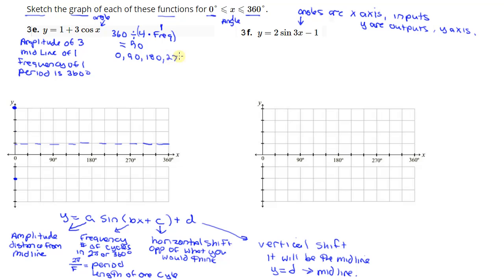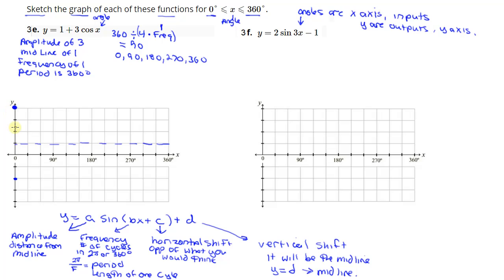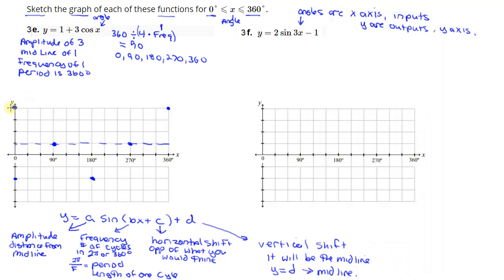And then I'm going to plot these points: 0, 90, 180, 270, and 360. And all I'm going to do is use it like a calculator. I'm going to make sure I'm in degrees, but then I'm just going to type in this function they've got, and substitute the various angles. If I put a 0 in, I get a 4. I put a 90 in, I'm going to get a 1. I put a 180 in, I'm going to get a -2. And if I put a 270 in, I'm going to get a 1. And then if I put in 360, I'm going to get a 4. I'm just going to make sure that when I do my sketch, I curve as I get to the extremes, and I'm good.